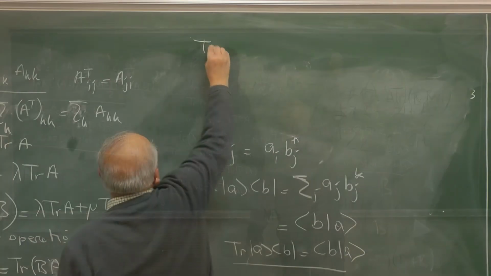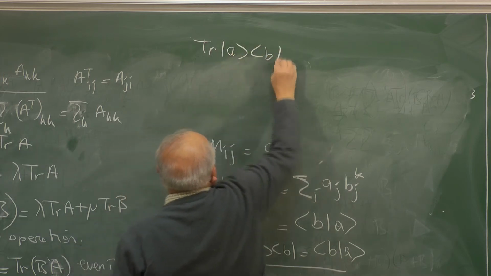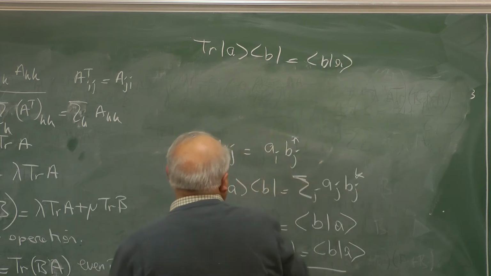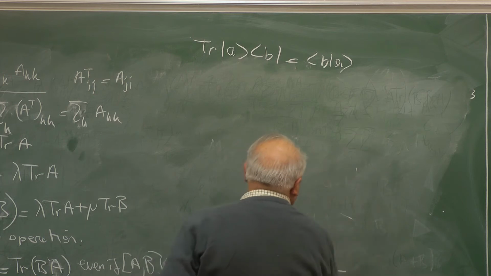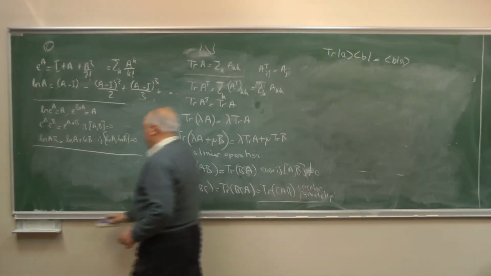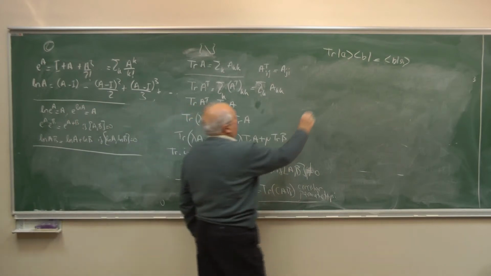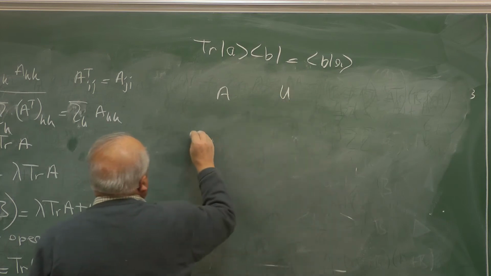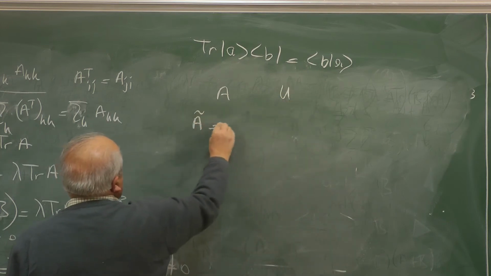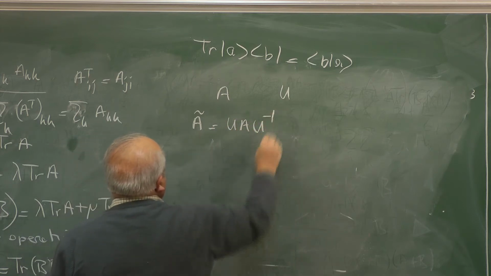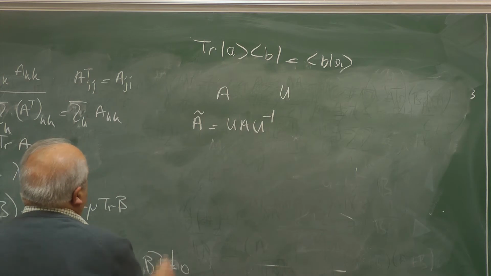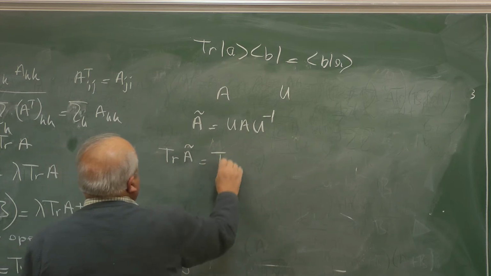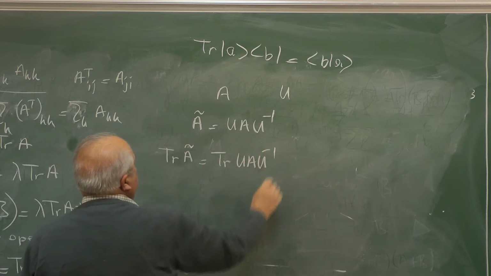Trace. AB is equal to BA. Another important relation with trace is: if you have a matrix A, and you make a similarity transformation with U, that means you define a new A tilde, which is U A U minus 1. And if you look at the trace now, trace of A tilde is trace of U A U minus 1.